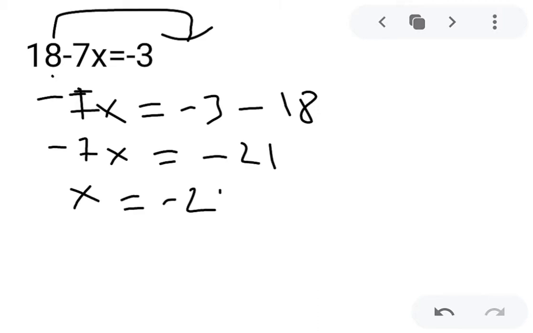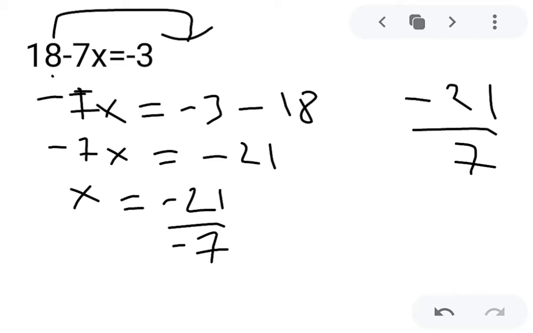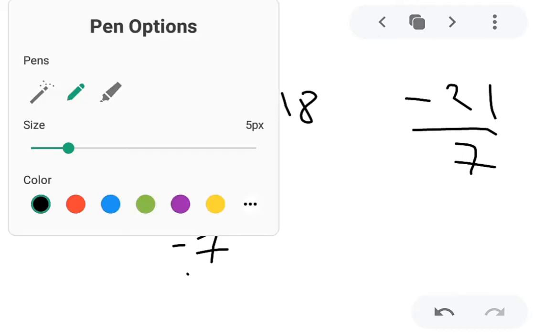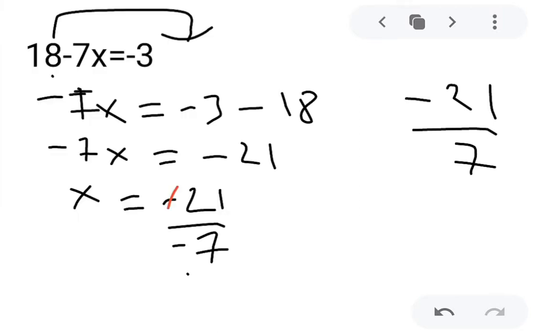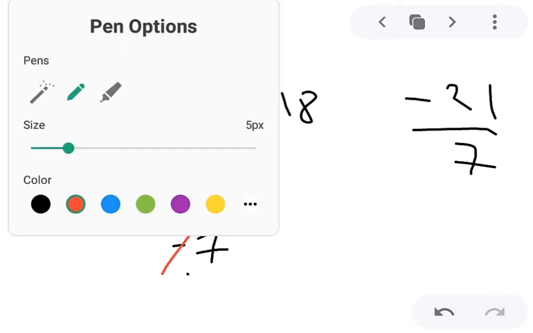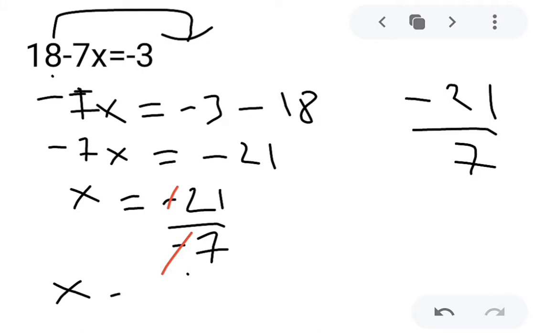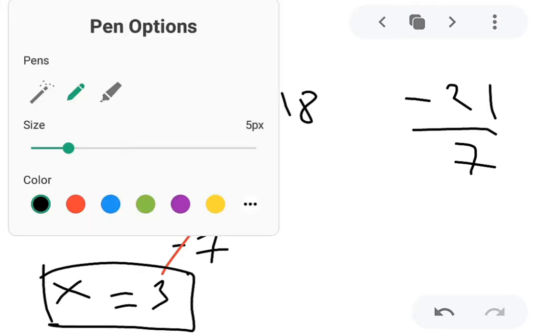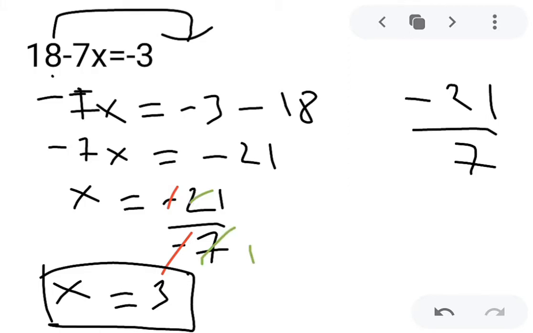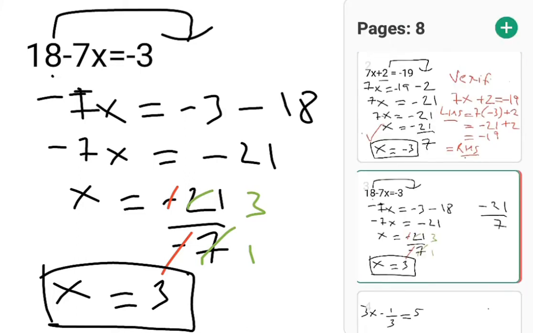Now see the difference in the first and second sum. In the first sum you had got minus 21 upon 7, here minus 21 upon minus 7. It means here these both minus signs get cancelled. So ultimately you get x is equal to 3. Have you got it? You will have to do the cancellation. 7 1s are 7, 7 3s are 21. So ultimately your answer of x is 3.